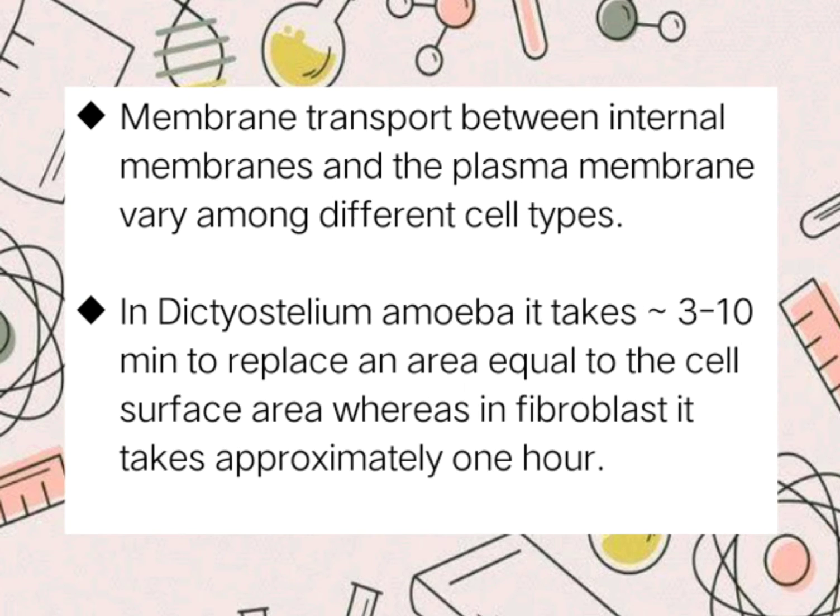The membrane transport between internal membranes and the plasma membrane accompanies movement in all cell types. The overall rates of transport between internal membranes and the plasma membrane vary among different cell types. In Dictyostelium amoeba, it takes 3 to 10 minutes to replace an area equal to the cell surface area, whereas in fibroblasts, it takes approximately 1 hour.